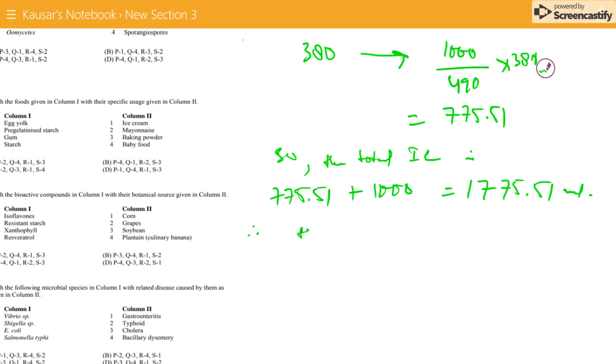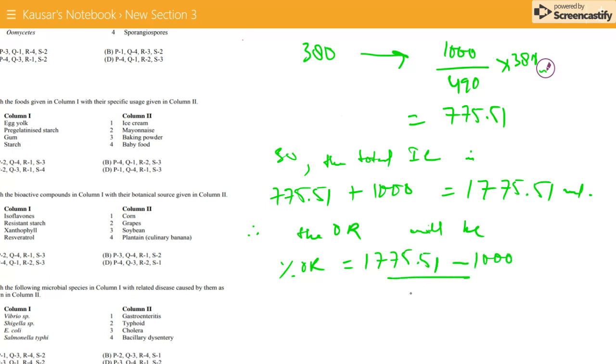Therefore the percent overrun is equal to 1775.51, the volume of ice cream, minus volume of mix, which is 1000, divided by 1000, the volume of mix, multiplied by 100. After calculating, this becomes 77.55%. So the total overrun of the ice cream is 77.55%.